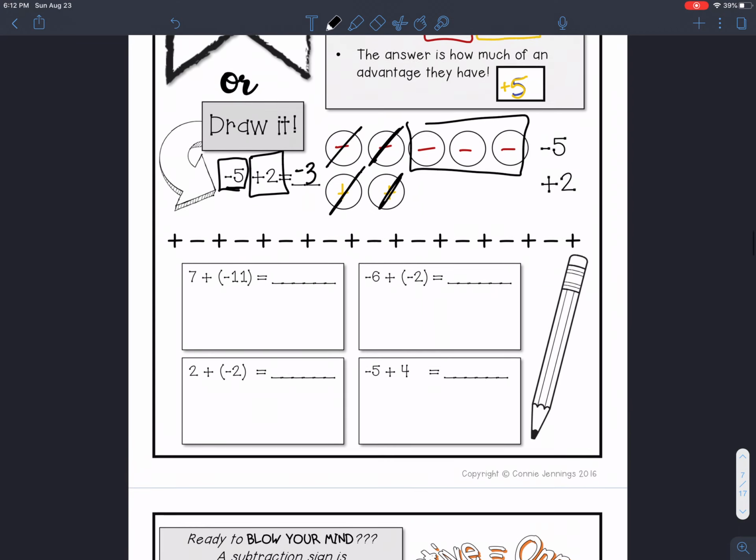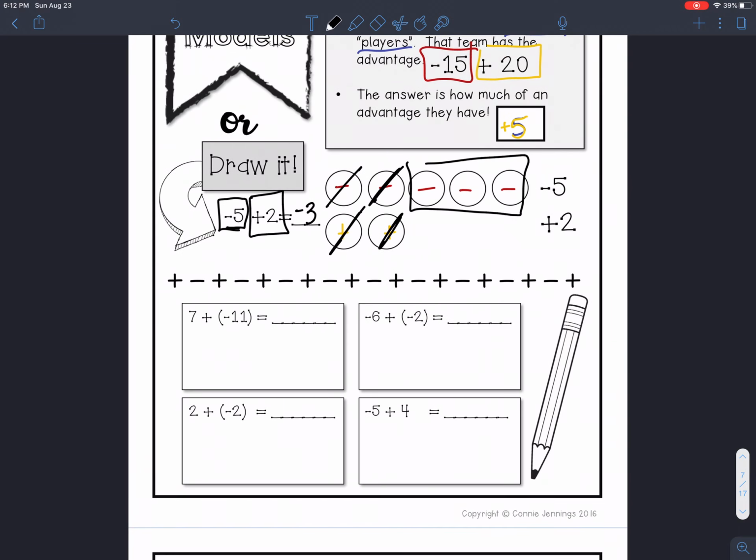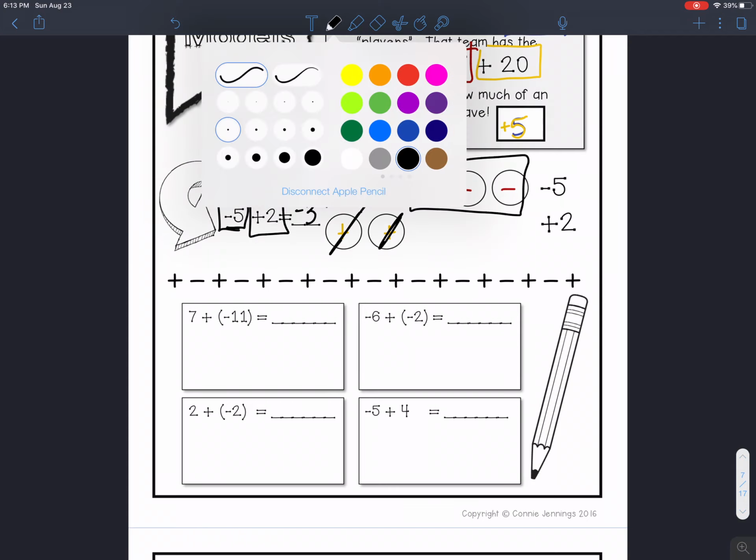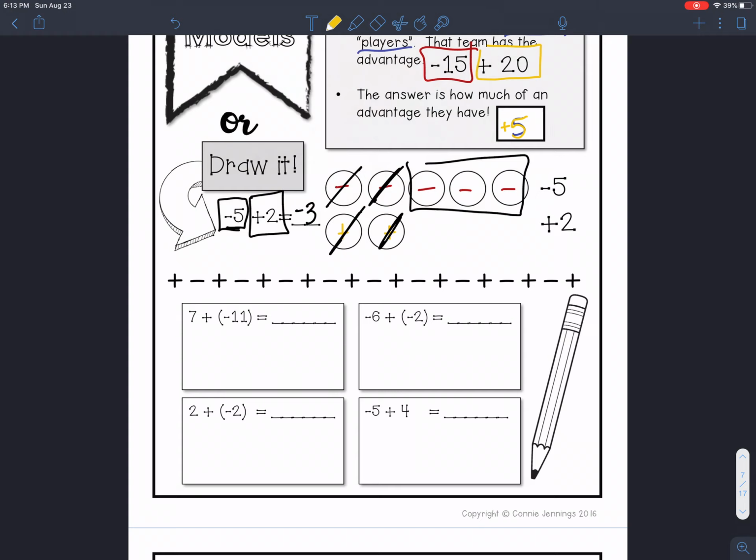Okay, so let's move into some examples here. Here we have 7 positives, so we're going to write those out. 1, 2, 3. And this should already be done for you if you are online. If you are not, you have to be doing this in class with me. And then we have 11 negative players. So we have 1, 2, 3, 4, 5, 6, 7, 8, 9, 10, 11.